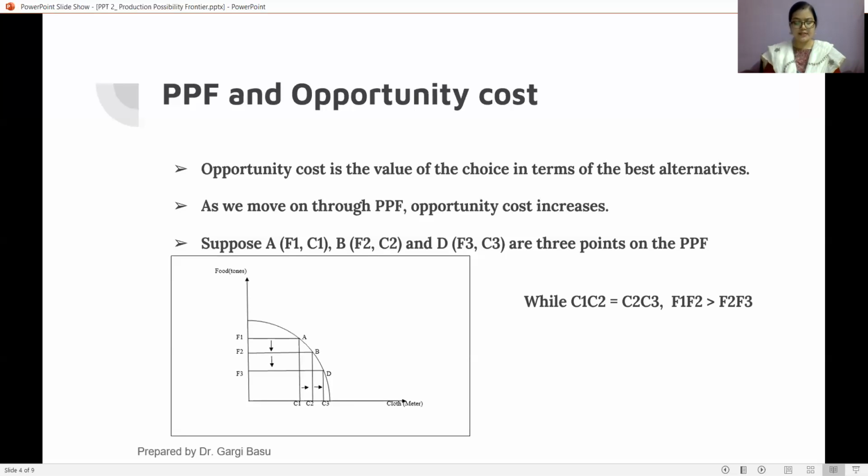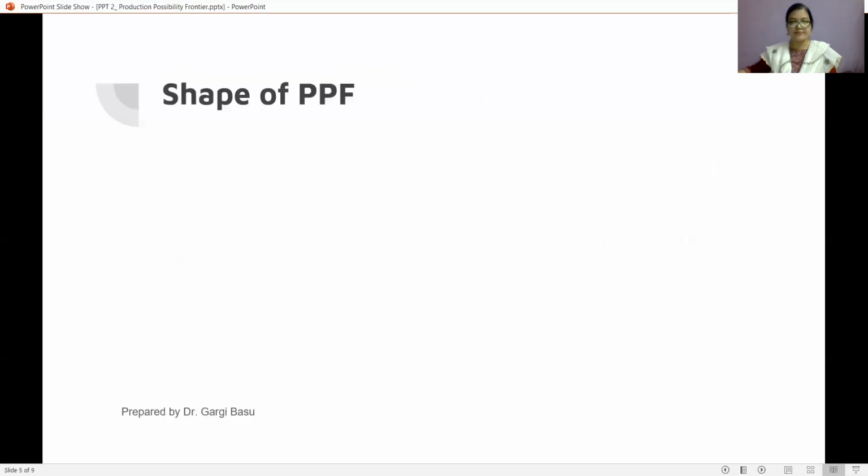So we know that opportunity cost is the value of the choice in terms of the best alternative while making a decision. According to economic theory, successive increase in the production of a good requires increase in the sacrifice of the other good. In other words, the more of a good is produced, the more its opportunity cost of production increases.